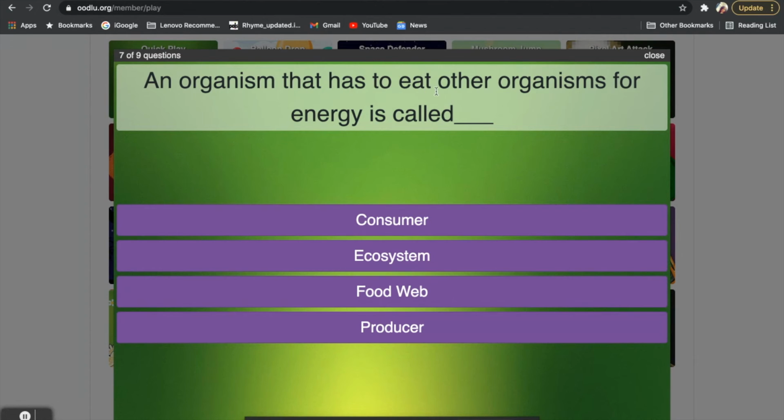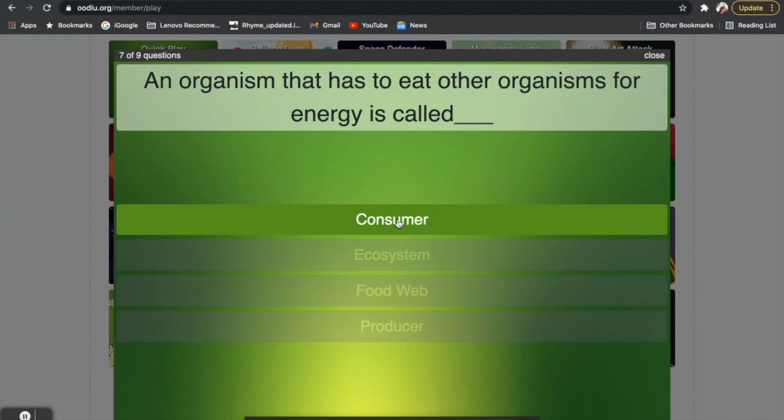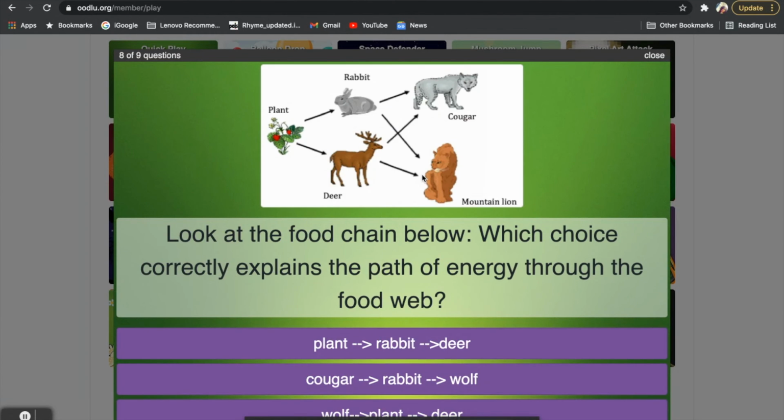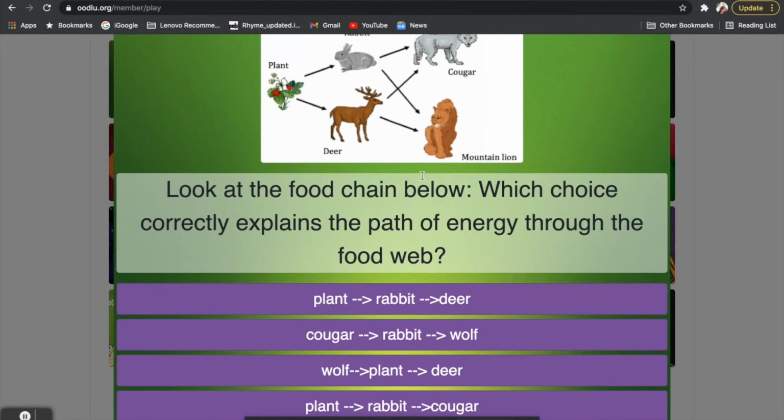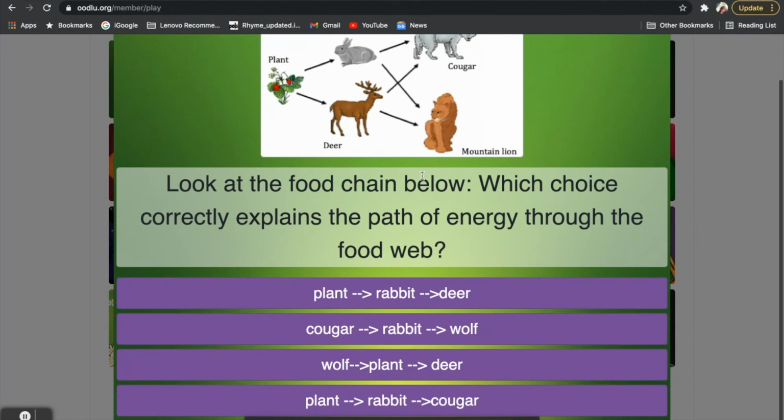An organism that has to eat organisms for energy is called... What do we call those organisms that need to eat or consume other organisms for energy? Is it a consumer? Is it an ecosystem? Is it a food web or a producer? If you said consumer, that is correct. Consumers have to eat or consume for energy. Let's look at this food chain. Which choice is correctly explaining the path of energy through the food web?